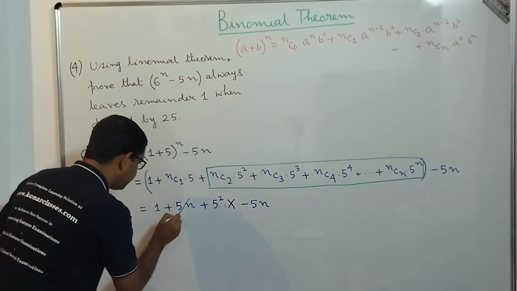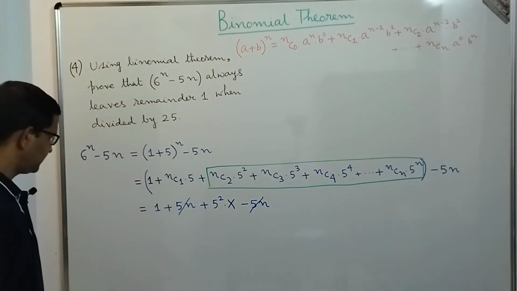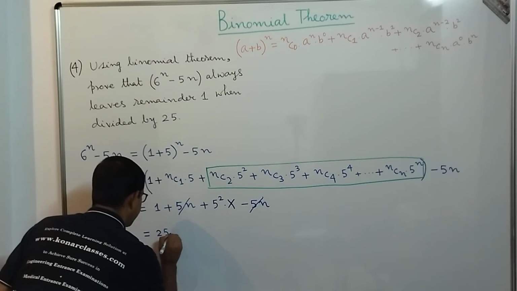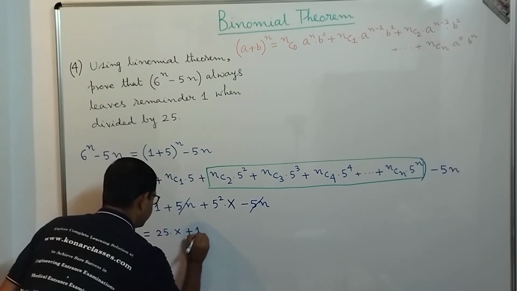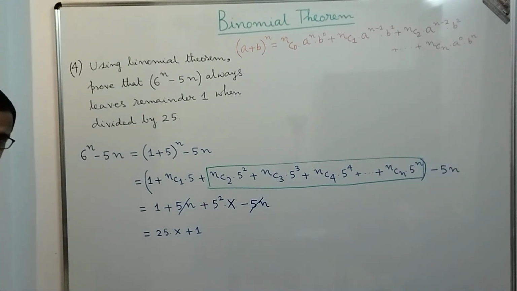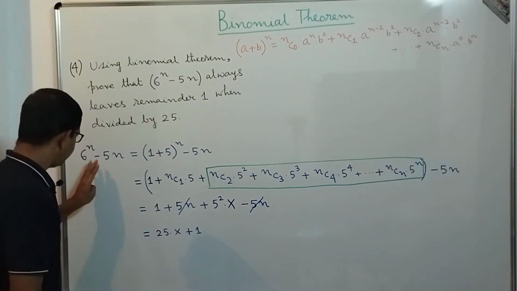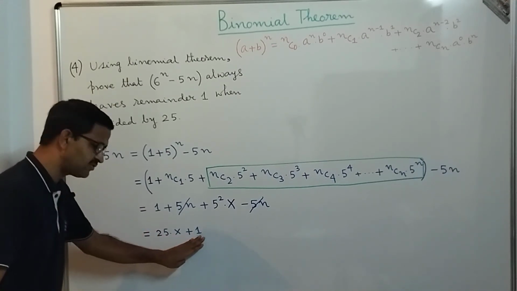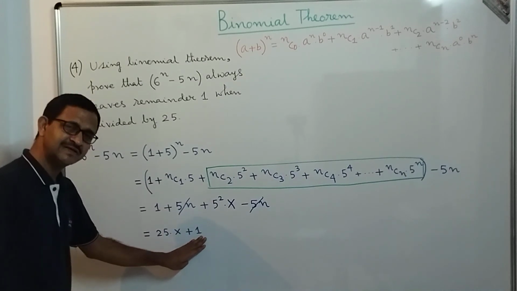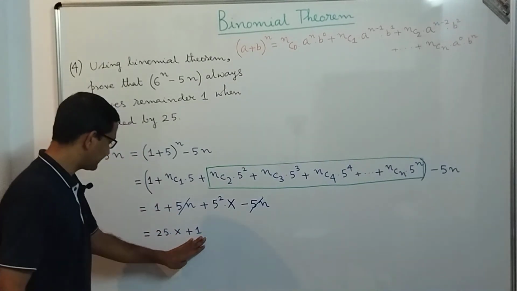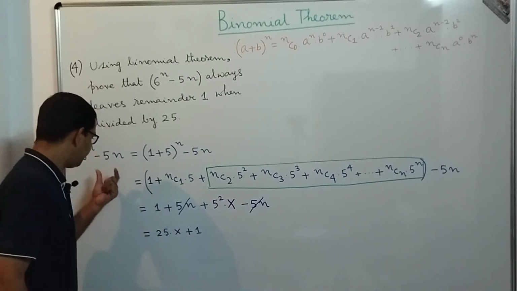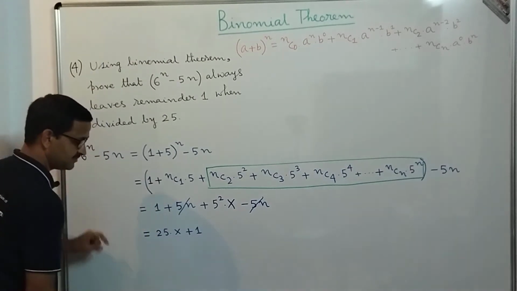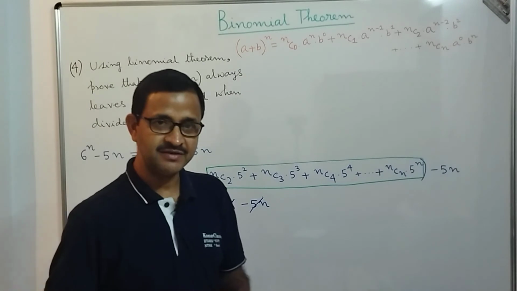Now this plus 5n and minus 5n will get cancelled. So then what are we going to write? This is equal to 5 square, which is 25, so 25 into x plus 1. So now we see that 6 to the power n minus 5n is expressed as 25 into some number plus 1. Now you recall Euclid's division lemma, which you studied in your class 10th standard. That means if this expression is divided by 25, we will get the remainder 1, right? That's what is said by Euclid's division lemma.